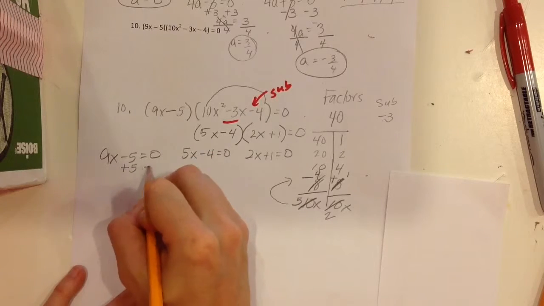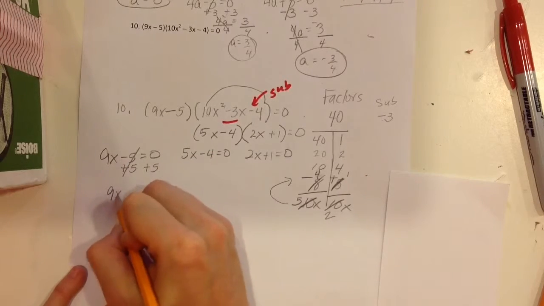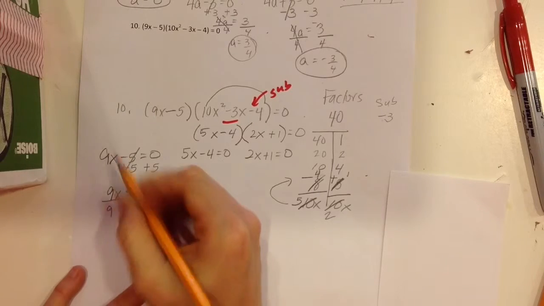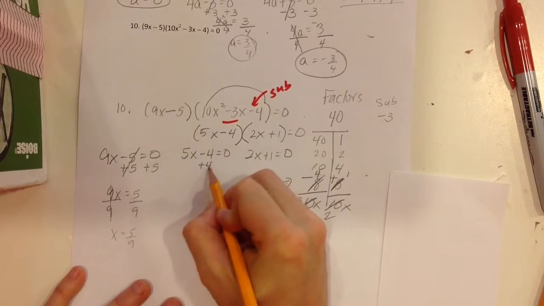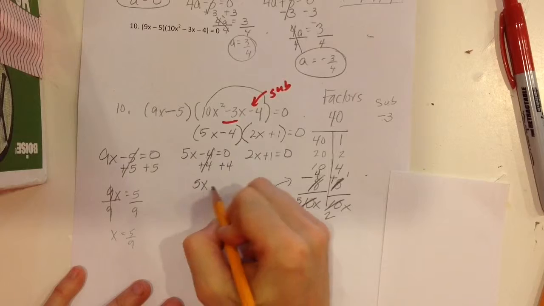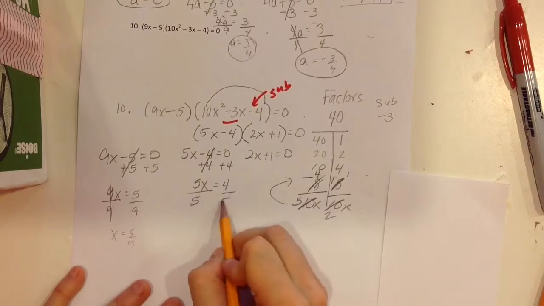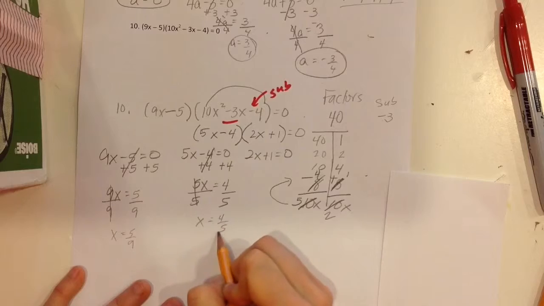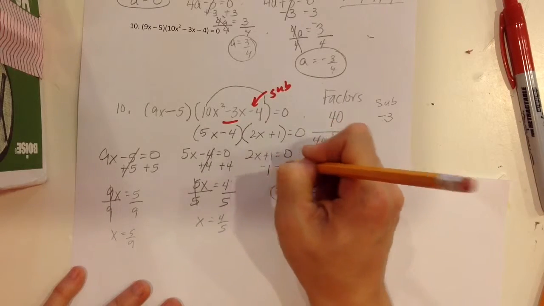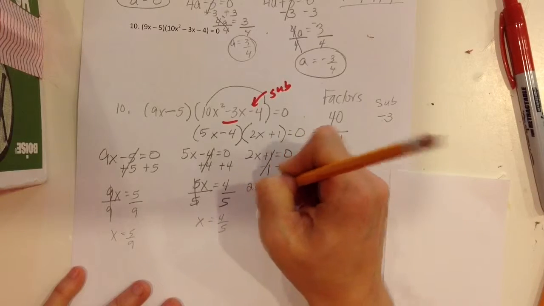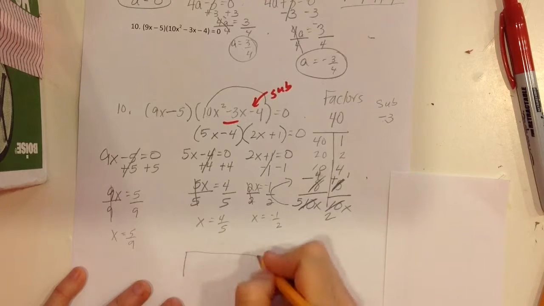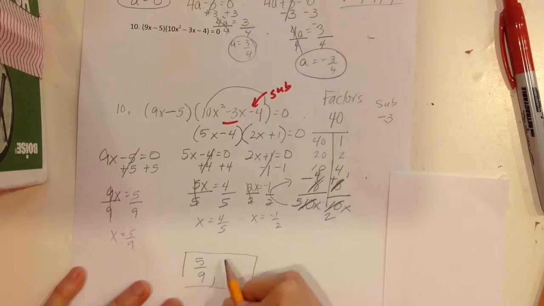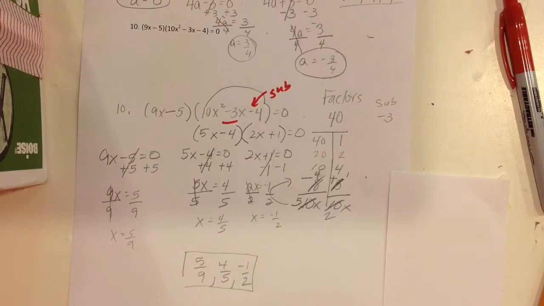The first one, I'm going to add 5 to both sides. And I have 9x equals 5, divide by 9. And x equals 5/9. The second one, I add 4 to both sides. I have 5x equals 4, divide both sides by 5, and x equals 4/5. The last one, I subtract 1 from both sides. I have 2x equals -1, divide by 2, and x equals -1/2. So your answer will be 5/9, comma 4/5, comma -1/2. And this is your last section on factoring.